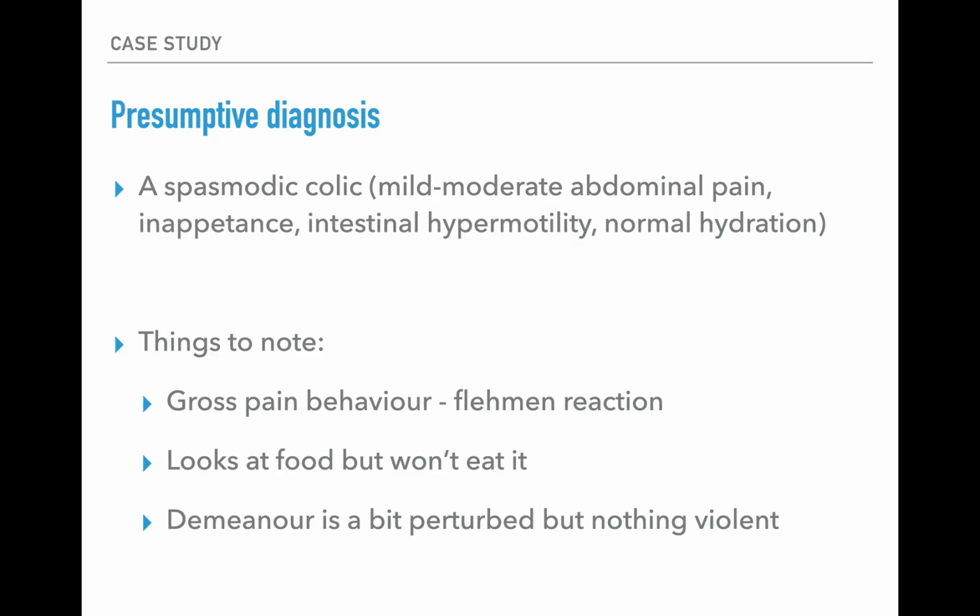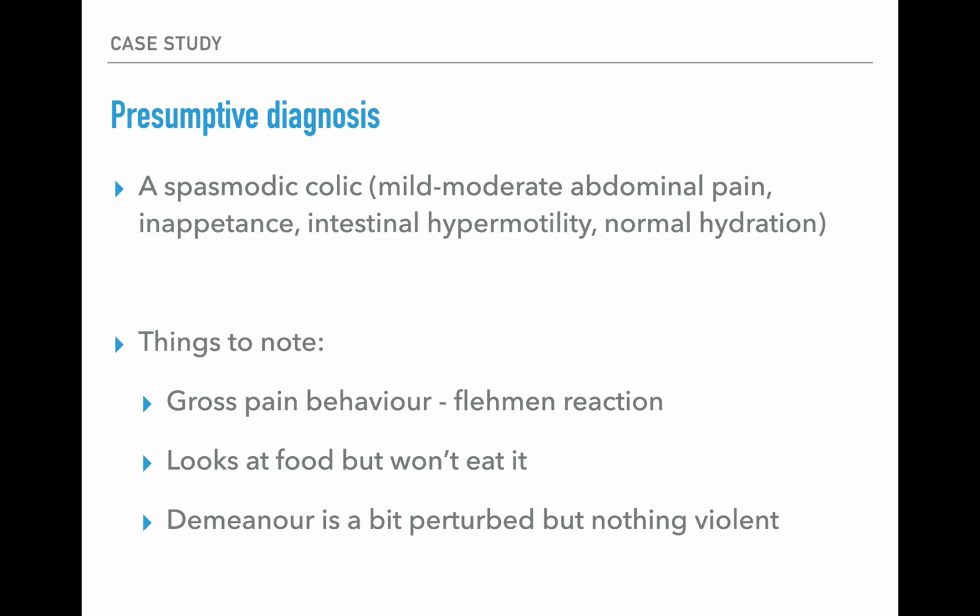So if we take this animal then and think about what might be wrong with him, we can make a presumptive diagnosis of spasmodic colic based on the fact that he has signs of abdominal discomfort. He's not eating, his intestines are more active than normal in all 4 quadrants. He's got intestinal hypermotility.